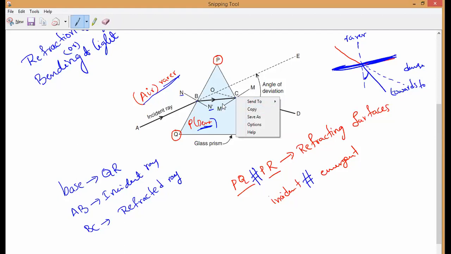Yes or no? Now you can observe this BC is called as what? Arvind, what should we call this BC? BC is called the refracted ray.